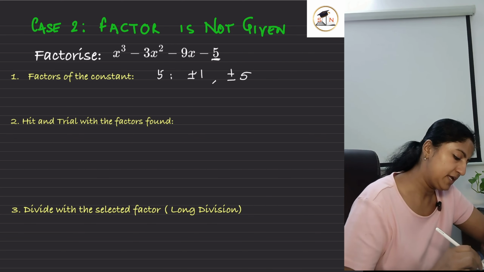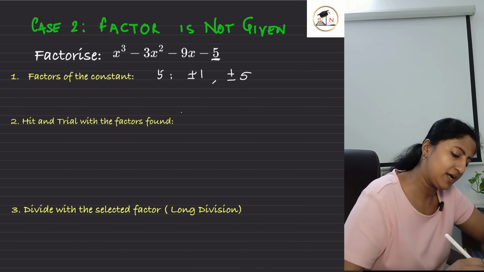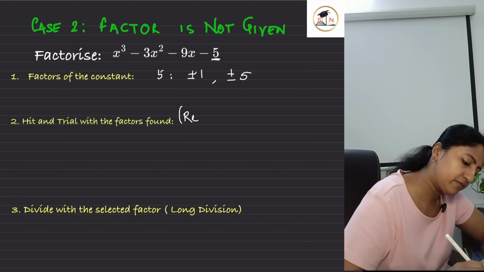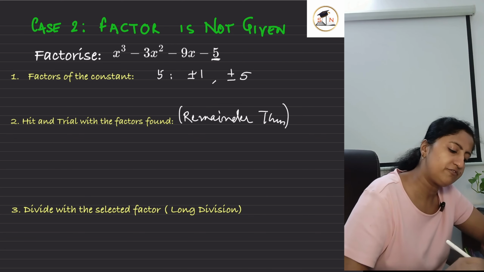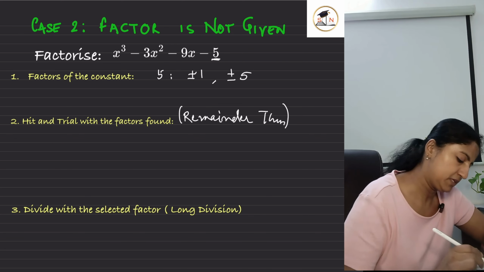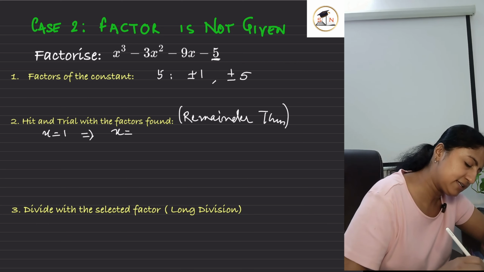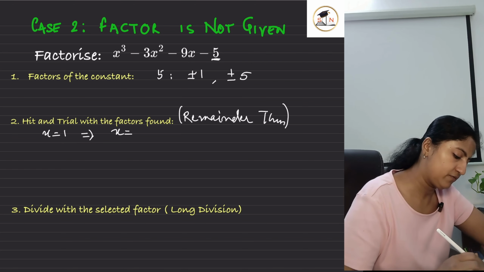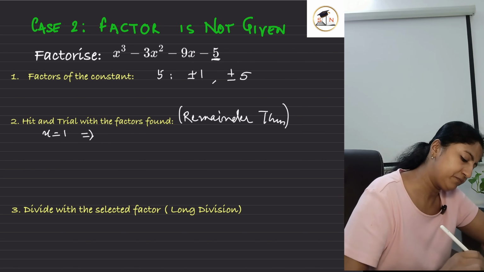Now the second step: hit and trial with the factors found. When I say hit and trial, it is with respect to the remainder theorem. Okay, now I'll start with the first factor, which is positive 1. And how do I start? If I take x equals 1, what I need to do now is substitute the value of 1 in the given polynomial, right?